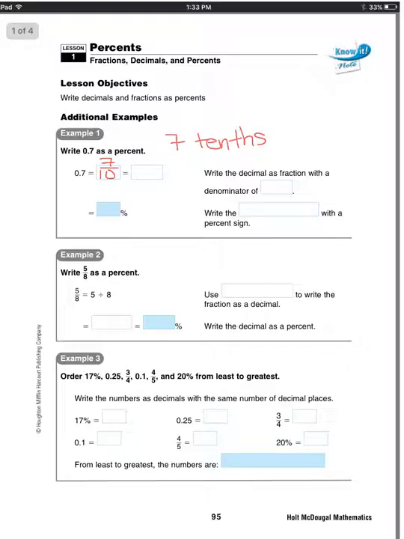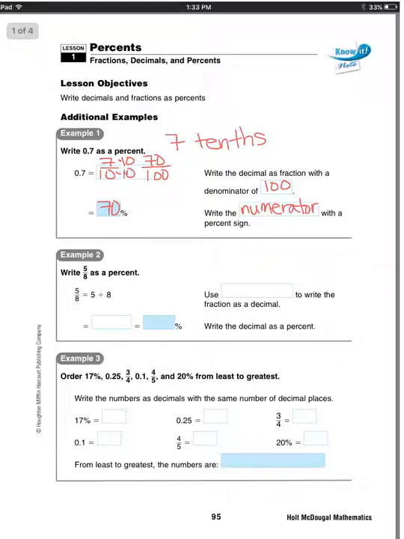But the second thing we want to do is write the decimal as a fraction with a denominator of 100, because a percent as a fraction is a number over 100. In order to get 10 to 100, we have to multiply by 10, and if we do that to the denominator, we need to do that to the numerator. So 7 times 10 is 70, and 10 times 10 is 100. Now, all you have to do to write that as a percent is write the numerator with a percent sign. So 70 is our numerator, so it goes there.